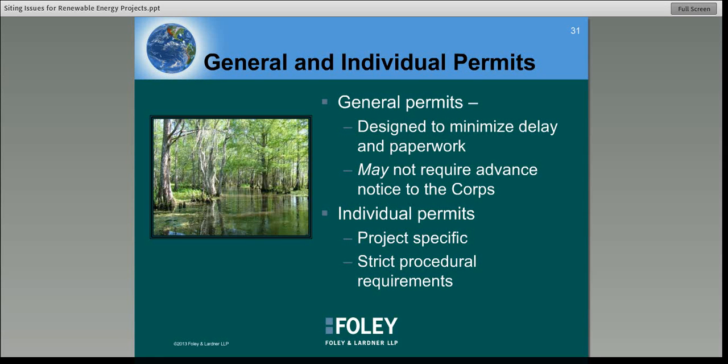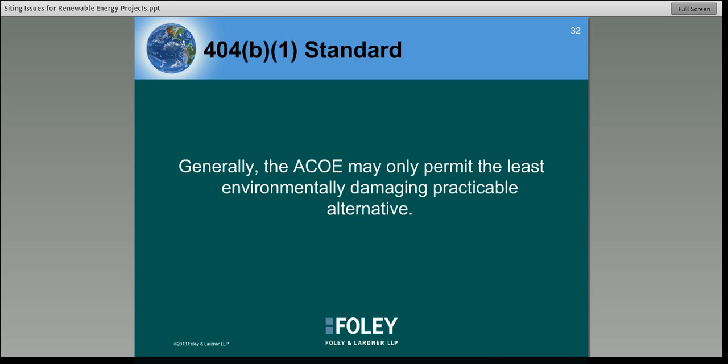So Army Corps is going to issue 404 permits for projects. There's two broad categories of permits that they would issue. One is the general permit. These are either nationwide or regional permits that deal with activities that are similar in nature and will cause only minimal adverse environmental impacts. And then if your project, or a particular aspect of the project, doesn't qualify for a general permit, then there are individual permits, which are project specific and have strict procedural requirements in order to get them. The individual permits generally involve a pre-application meeting, submittal of an application, a public comment period, and a public interest review. The good thing about general permits, in addition to just being a little bit more streamlined, is that they normally do not require advance notice to the Corps, but there are some pretty notable exceptions, and we'll be addressing a couple of those shortly.